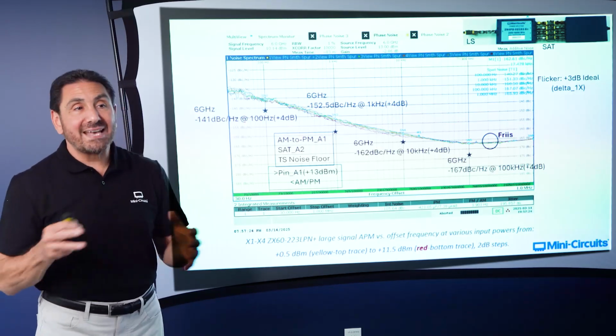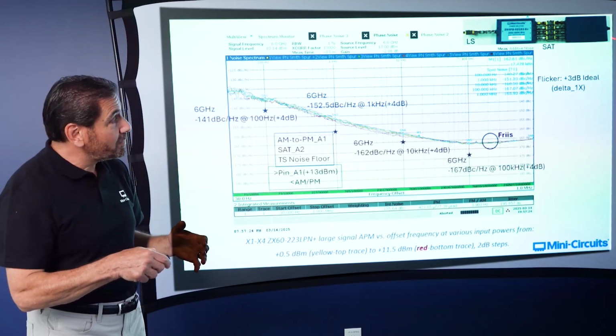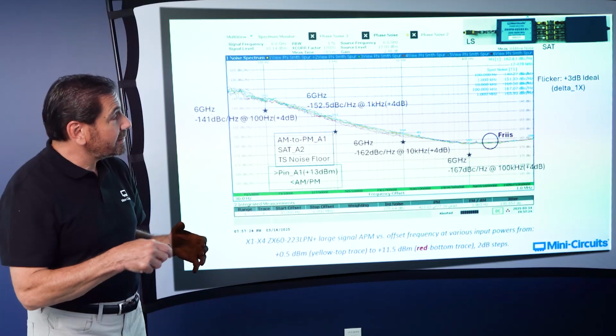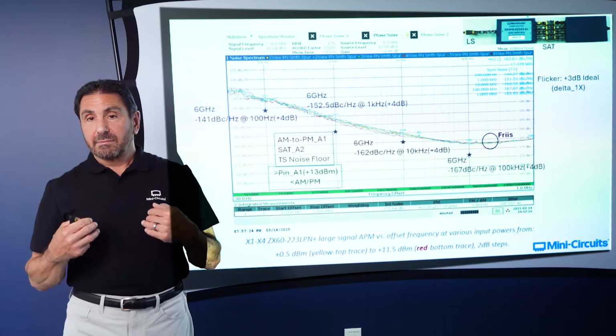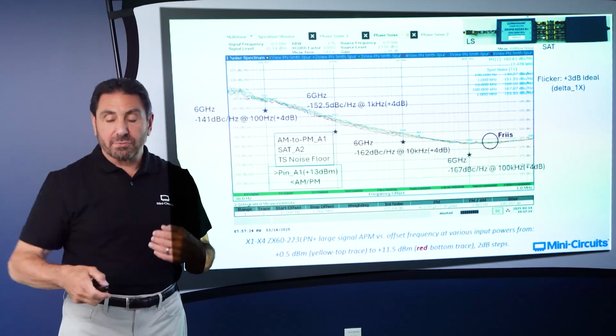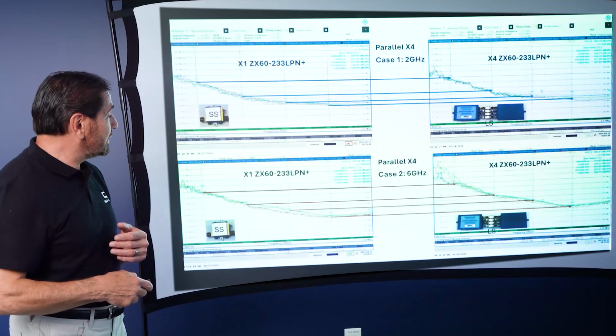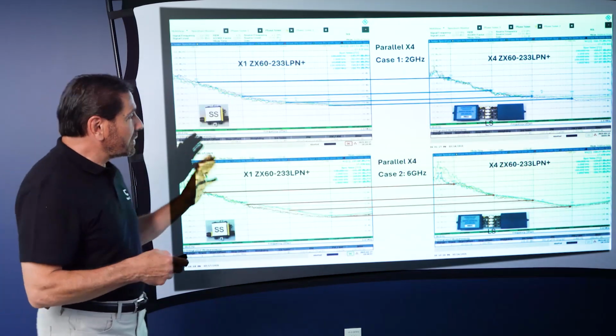Okay, so you can trade that off. It's possible to trade off output power versus a pad here and lowering the input power here to get out of that high AM to PM distortion region. So let's see what we can do here.